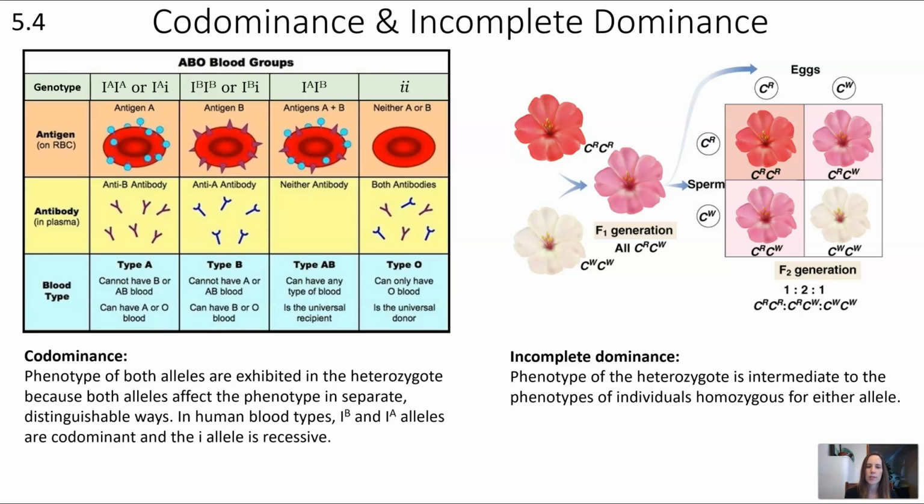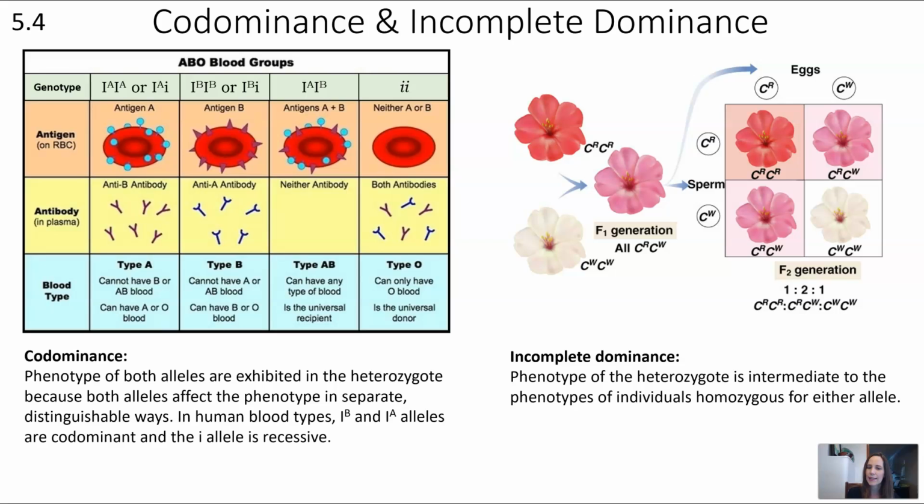Now both of these blood types are dominant over the lowercase i blood type, which codes for type O blood. So if you have two copies of the recessive allele, that codes for type O blood, and that's because neither of the antigens will be produced.